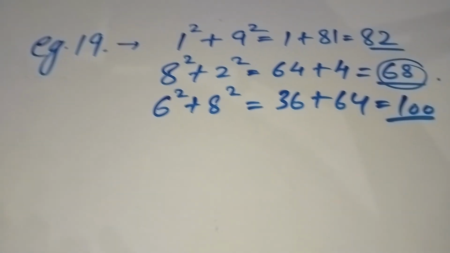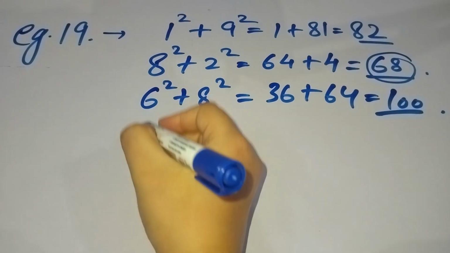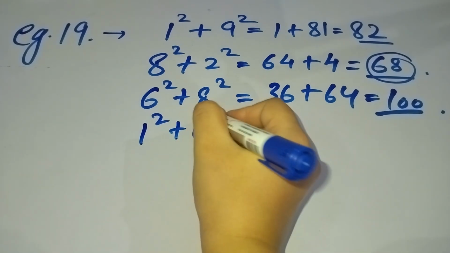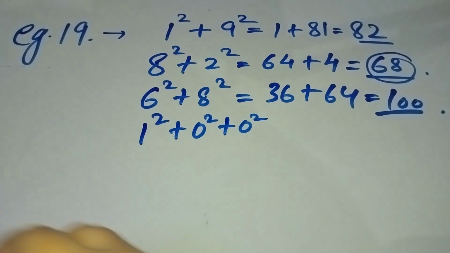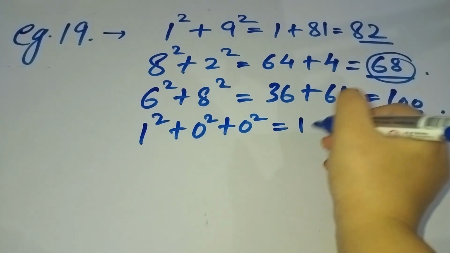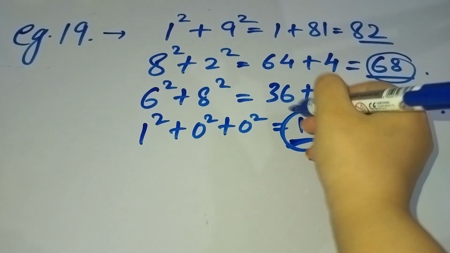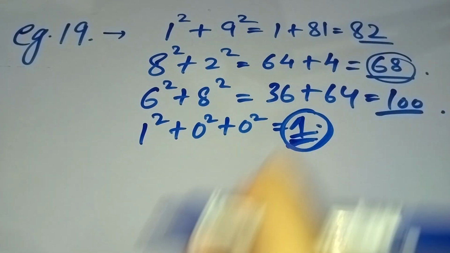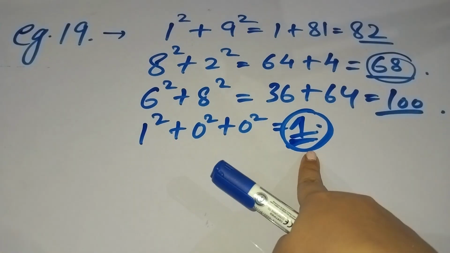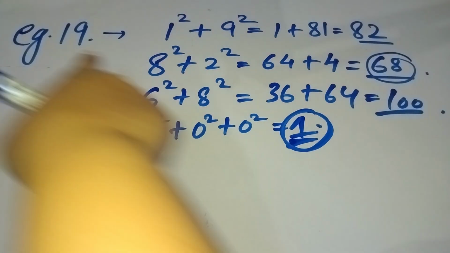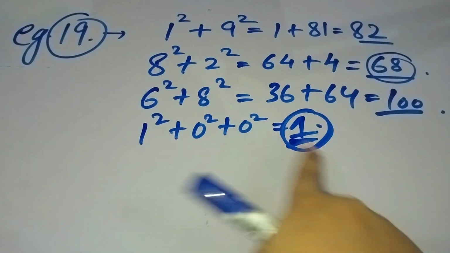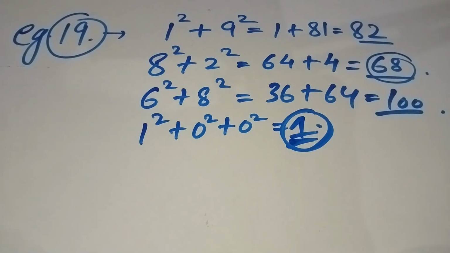Now what we'll do? Now 1 square plus 0 square plus 0 square. We got 1 square is 1, 0 square and 0 square is same. So eventually we got 1. Since we have reached 1, 19 is called the happy number. So 19 is a happy number.